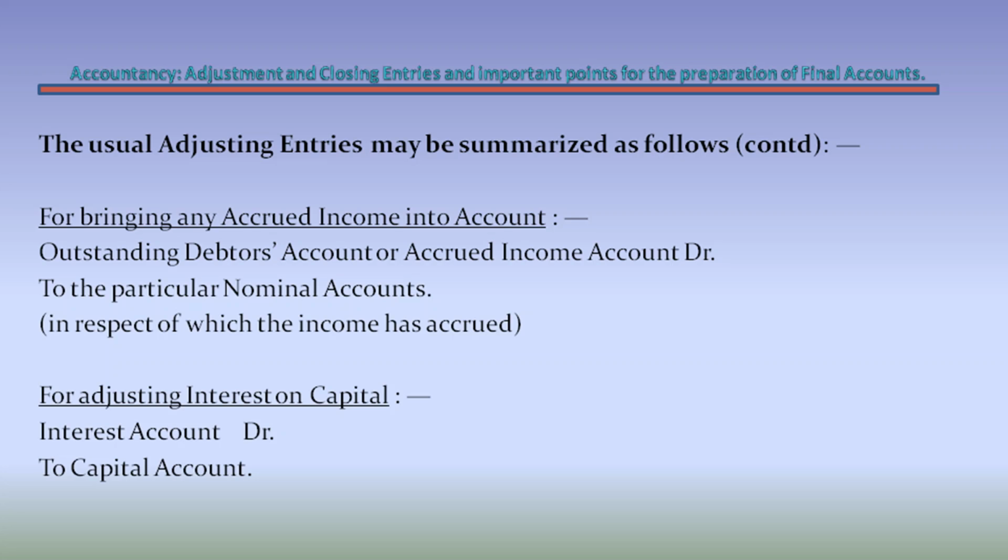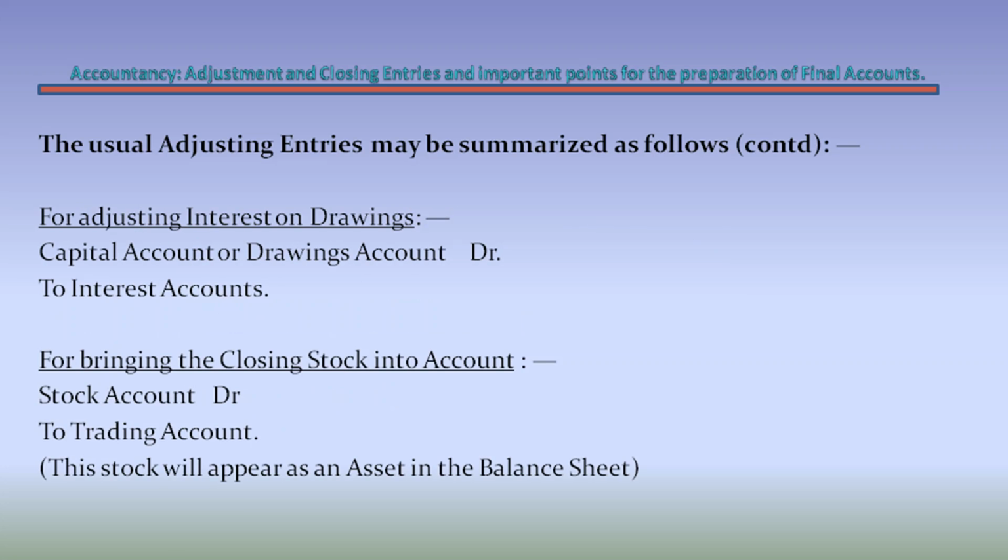in respect of which the income has accrued. For adjusting interest on capital, interest account debtor to capital account. For adjusting interest on drawings, capital account or drawings account debtor to interest account. For bringing the closing stock into account, closing stock account debtor to trading account. The stock will appear as an asset in the balance sheet.